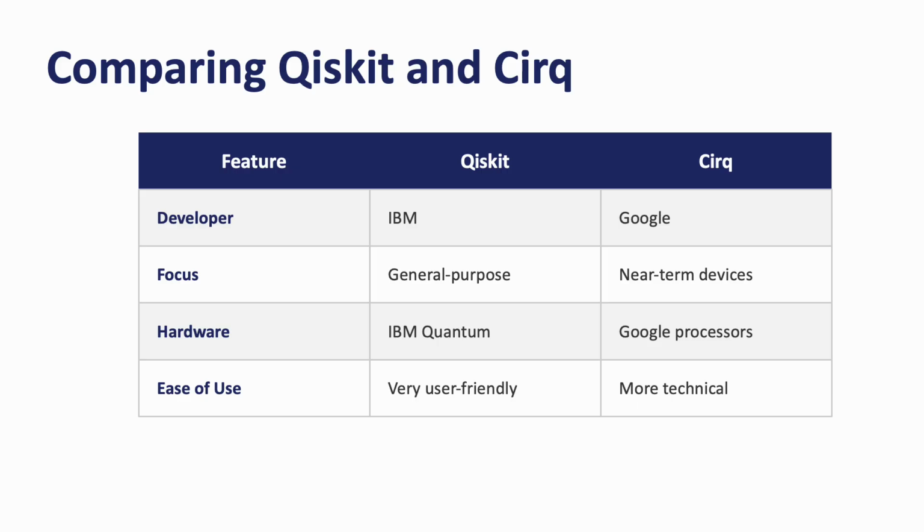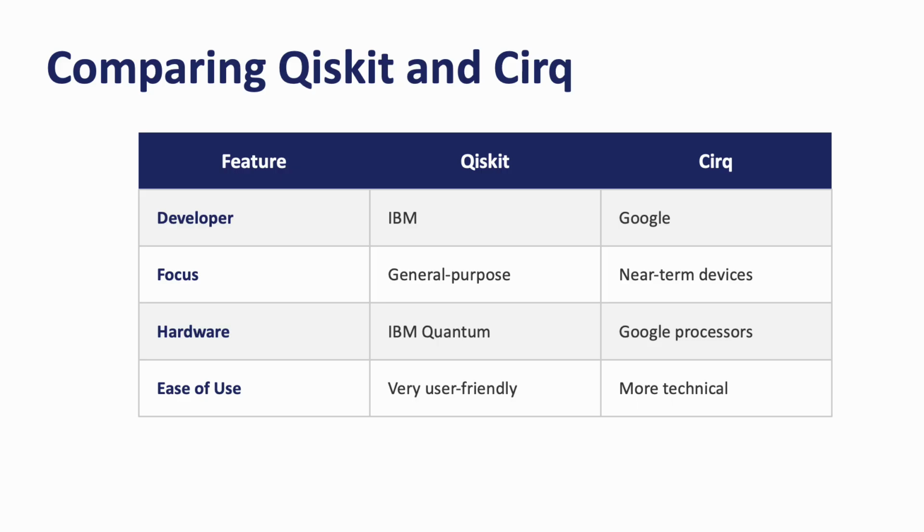Now let's step back and compare these two frameworks side by side. Both are excellent choices, but they have different strengths. Qiskit is developed by IBM and Cirq is developed by Google, as mentioned earlier. These are two of the largest technology companies in the world, and both are heavily invested in quantum computing at this moment. Both frameworks are open source and freely available, which is wonderful for students and researchers.